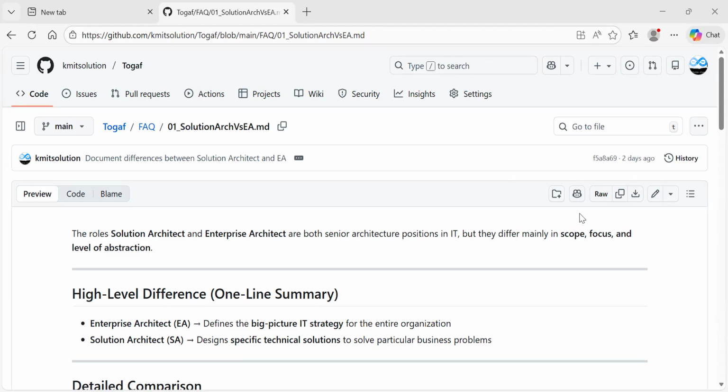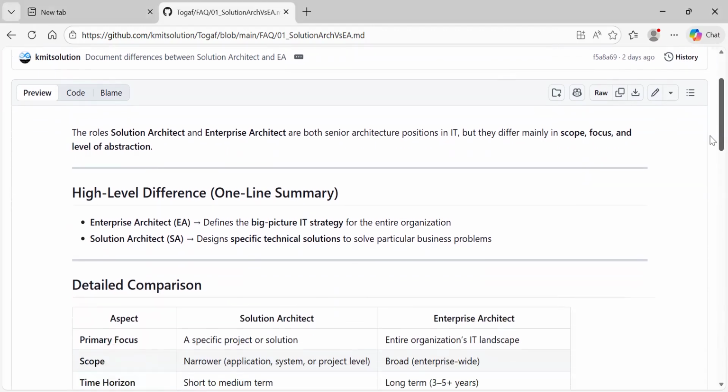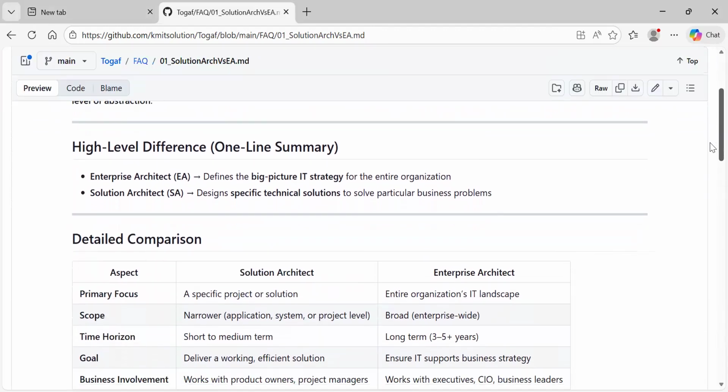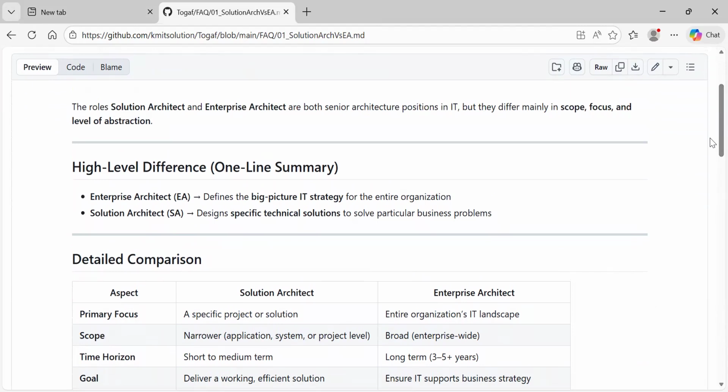My name is Raman. In this lecture, we will talk about the difference between solution architect and enterprise architect. Both positions are senior architecture positions in IT, but their scope, their focus, and their level of abstraction are different. So let us first see a one-line difference between these two.